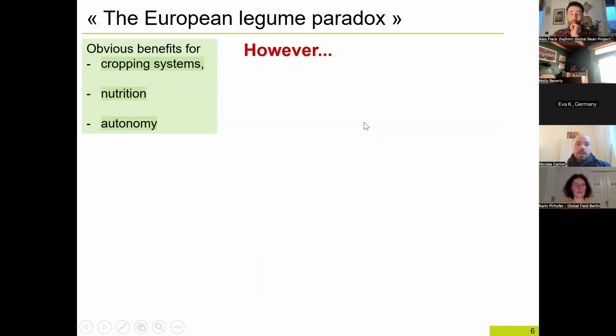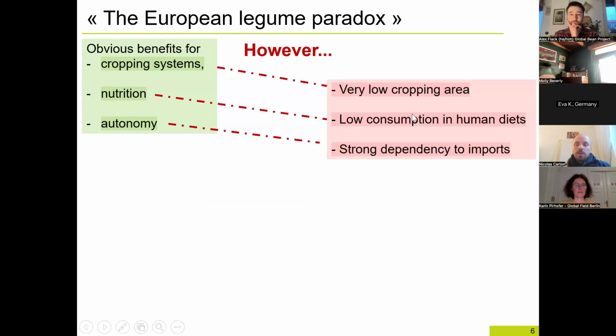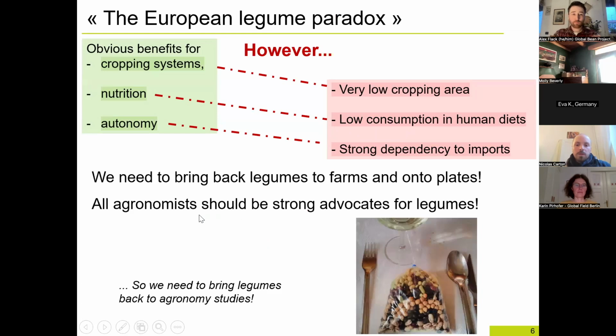So for instance, I was showing them what I call the European legume paradox, showing them some data about the fact that legumes have benefits for cropping systems, nutrition, and autonomy, but they are not grown on big surfaces. They are not very much consumed in our diets as humans, and we import most of the ones we eat, be it for human food or for animal feed. So that was a bit the starting point to motivate them.